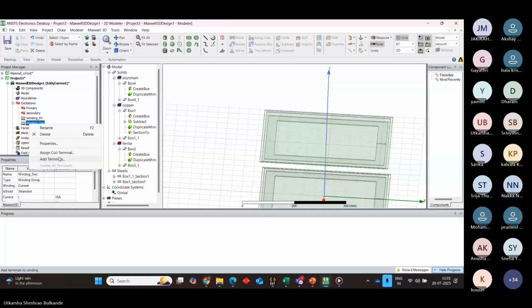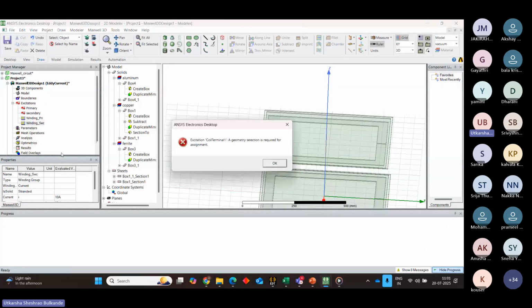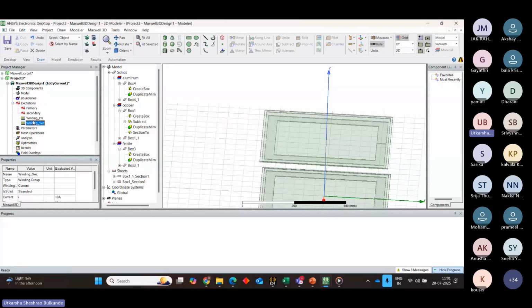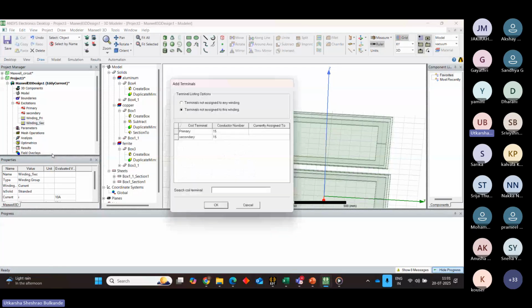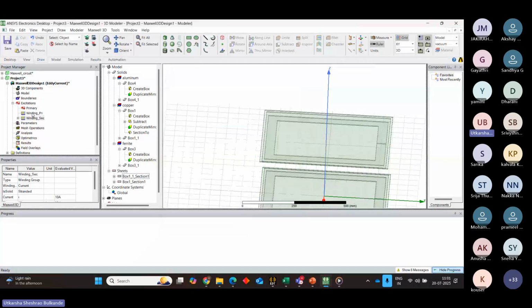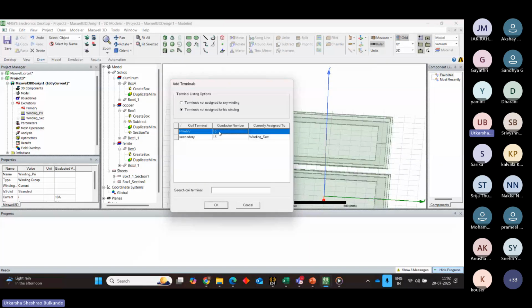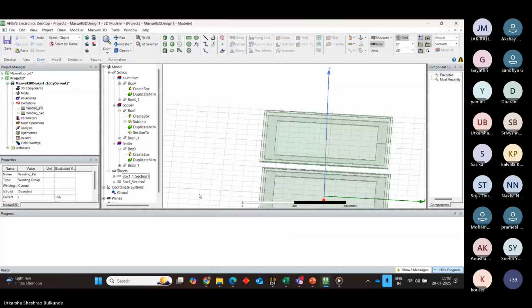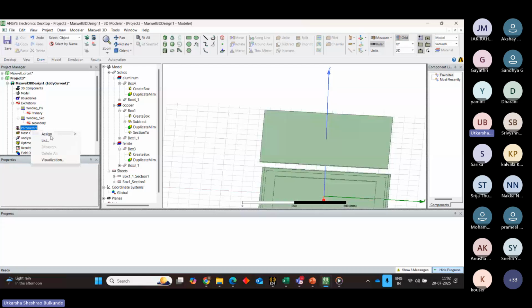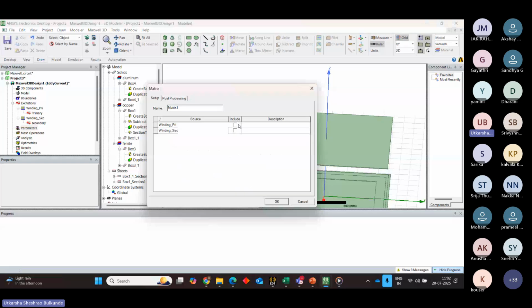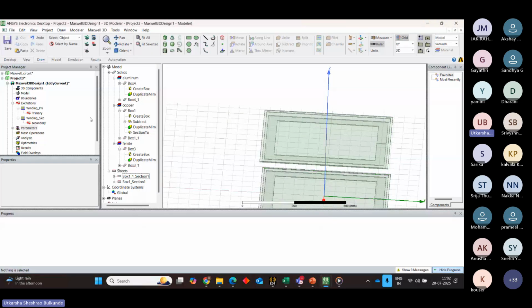Then assign coil, add coil terminal, add terminal. This is secondary. Okay. Then here add terminal, primary. Fine. Primary and secondary are done. Now parameters, assign matrix. This we do to get the self-inductance and mutual inductance of the coil. Okay, if you don't do this, you won't be able to analyze it.